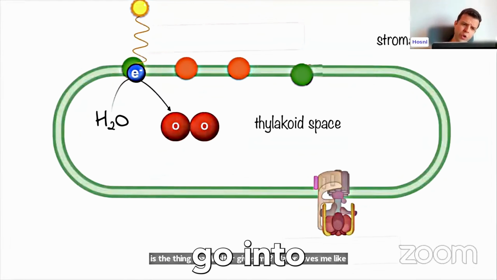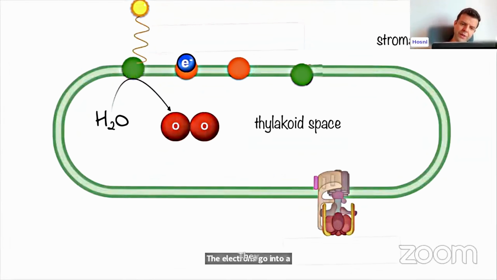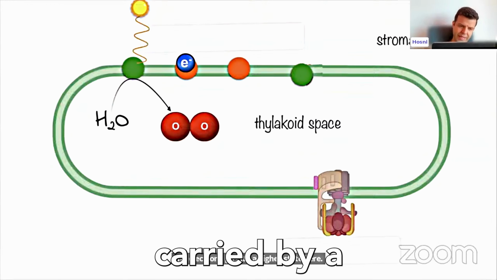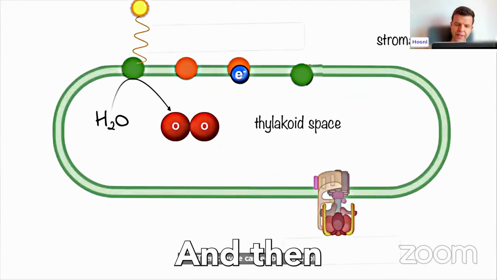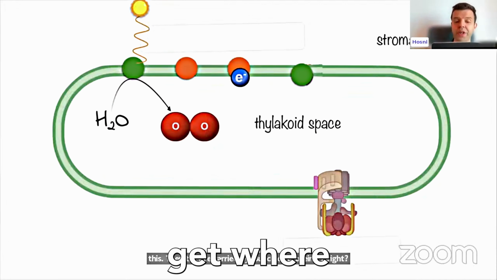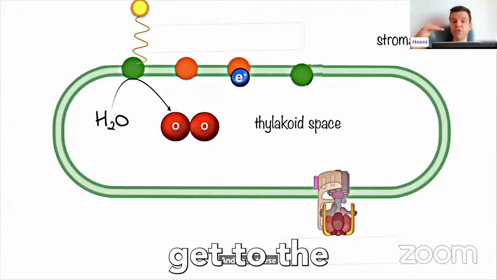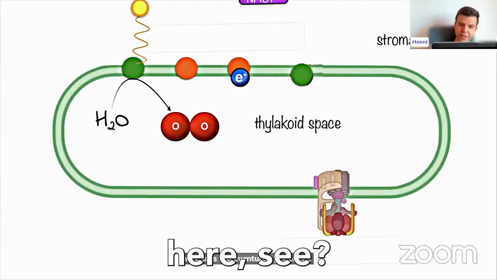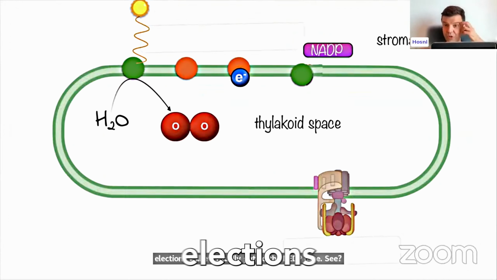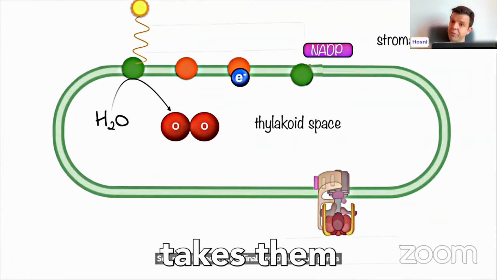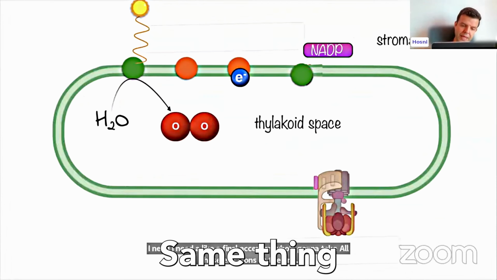The electrons go into a higher state here, okay, like this. Then they're carried by a bunch of proteins, all right? And then these electrons will eventually get where? Those electrons will eventually get to the NADP here, see? So I need a final acceptor who's going to take all of these electrons at the end, and NADP takes them, right?